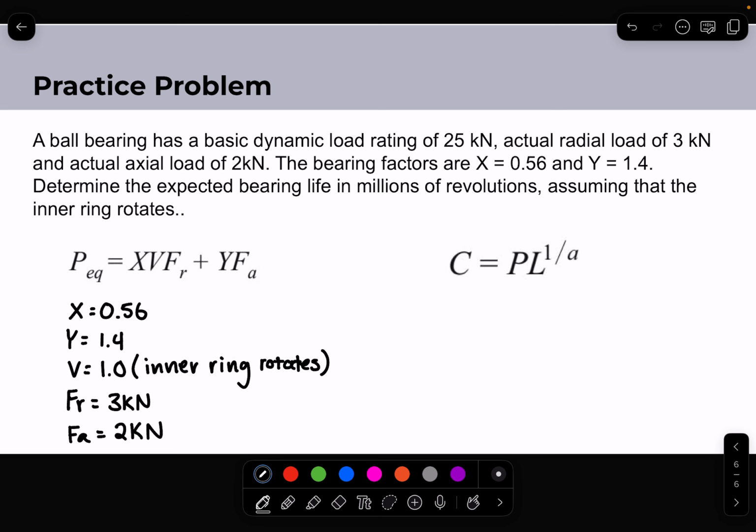If I were to plug in all of these variables, I would find that the equivalent radial load is 4.48 kilonewtons.